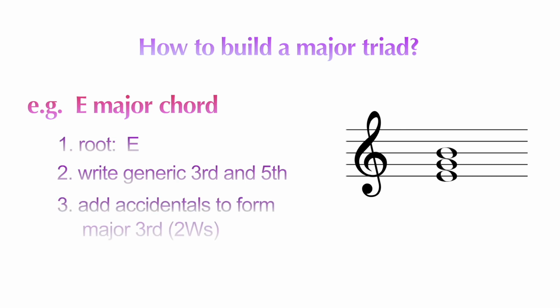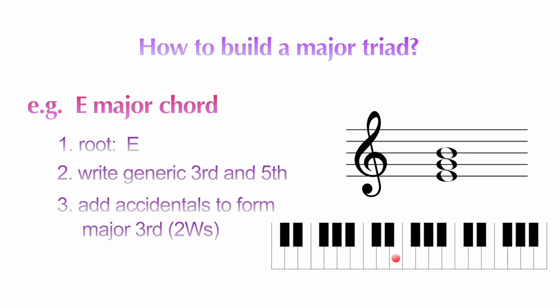Then, we can form a major 3rd from E, 1 whole tone, 2 whole tones, and get G sharp. So I put a sharp before G. And then we form a minor 3rd from G sharp, a whole tone plus a semitone, and this is B. So we just keep the note B. Now we found all the notes of E major chord: E, G sharp, and B. Let's listen to its quality.